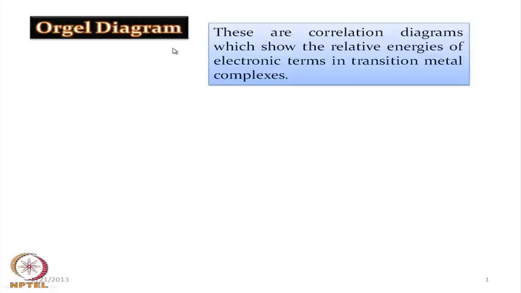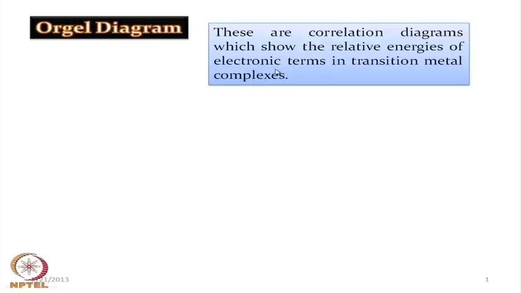That is known as the corresponding Orgel diagram. It is a primitive one, a very basic one compared to our other high level diagram, which is known as the Tanabe-Sugano diagram. In this particular case we will just be looking at correlation diagrams. These are basically correlation diagrams which can show the relative energies of the electronic terms in transition metal complexes. So, basically we will correlate with respect to the free ion terms.